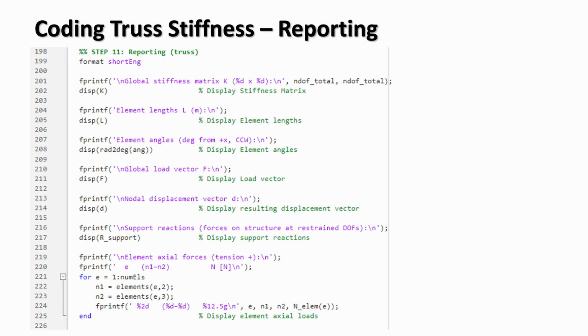We have an output of basic element information, so we print element lengths and element angles. These confirm that the geometry has been correctly interpreted from the input data.